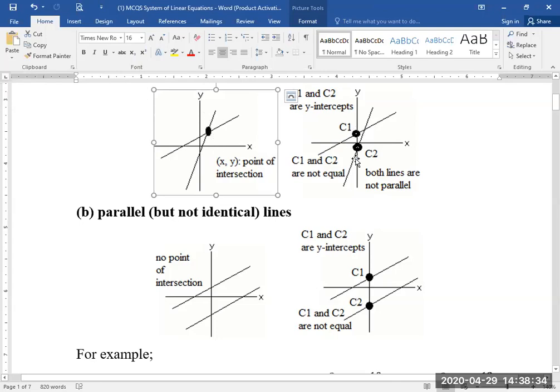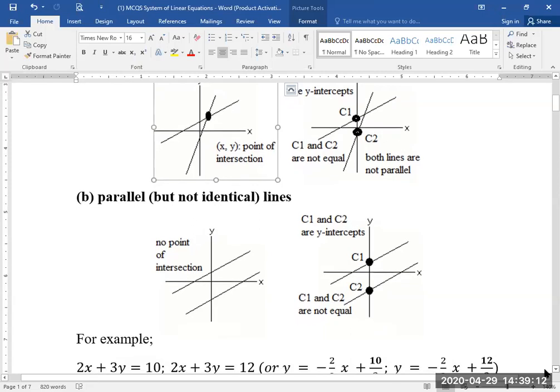This is the same graph here, but where C1 and C2 are demonstrated. This is C1, the y-intercept. When a line intersects the y-axis, we call it the y-intercept. C1 is the y-intercept for line 1, and C2 is for the other line. We can see both lines are not parallel, and C1 and C2 are not equal. Then there is a point where both lines intersect.